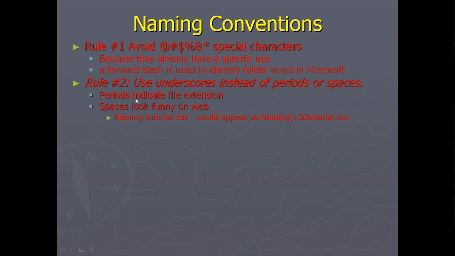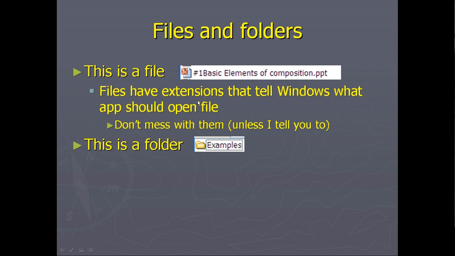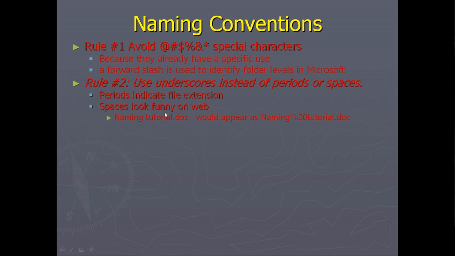Okay. Rule number 2. Use underscores instead of periods or spaces. Okay, so for example, a period indicates a file extension. So like we looked at earlier, right here, that dot indicates that the file extension is coming next. So you don't want to put a dot randomly in your file names because it'll confuse the computer. Okay, and the other thing is at some point we're going to do web page design, and if you put spaces, it looks funny in the name. So when people look at your web page or file in the web page, it'll have like funny symbols in there if you put spaces. So use underscores instead of spaces.